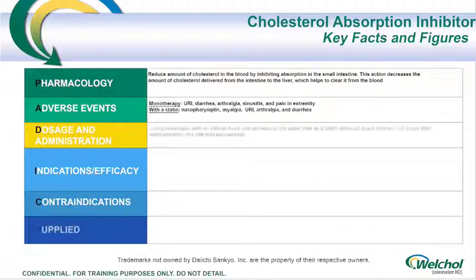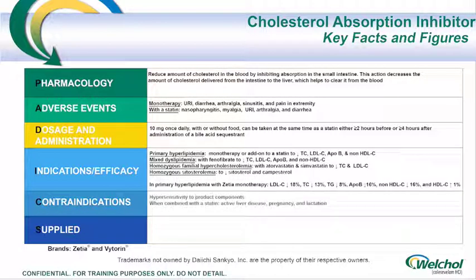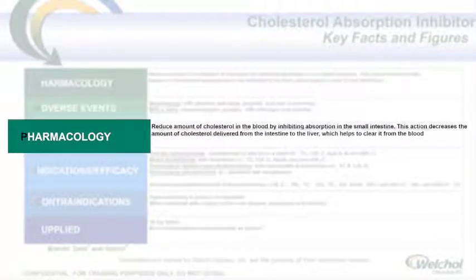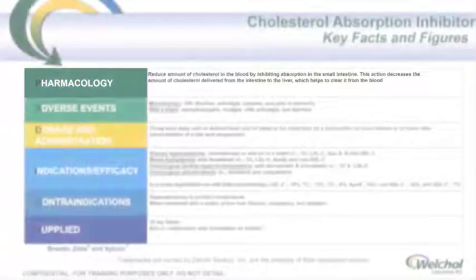However, let's take a look at some of the key features of Zetia utilizing PADDOX, which stands for pharmacology, adverse events, dosing, indications and efficacy, contraindications, and the supplied form. Zetia is absorbed into the bloodstream and passes through the liver. Zetia appears to inhibit the absorption of cholesterol at the brush border of the small intestine. This causes the liver to increase collection of LDL-C from the blood, which reduces the blood levels of LDL-C. Let's take a closer look.